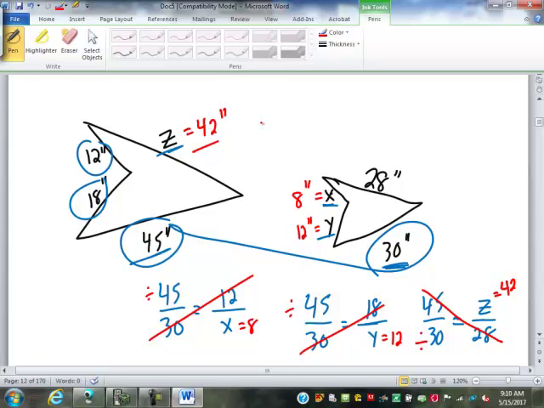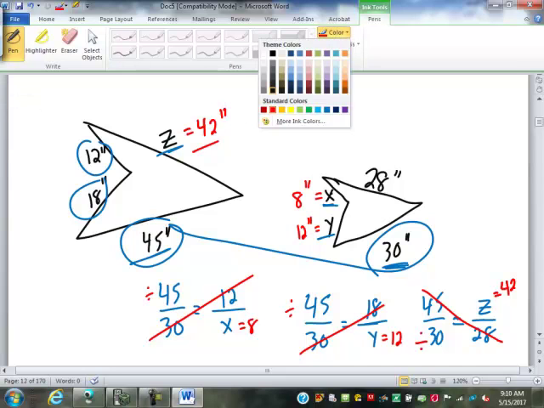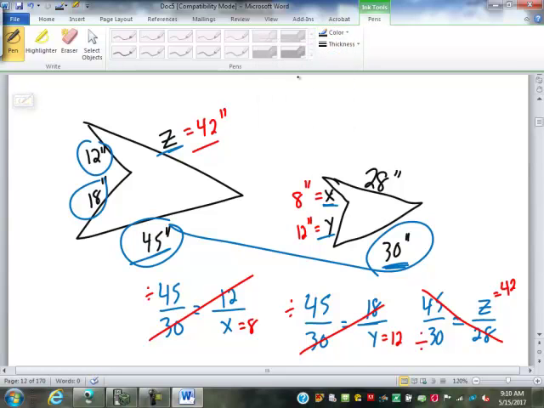Any questions? Is it okay if I just did 45 divided by 30? You got 1.5. Yeah, you get your aspect ratio or your magnification factor. That does work. Sometimes it's a little messy if it gets to be an ugly decimal, but it'll work.